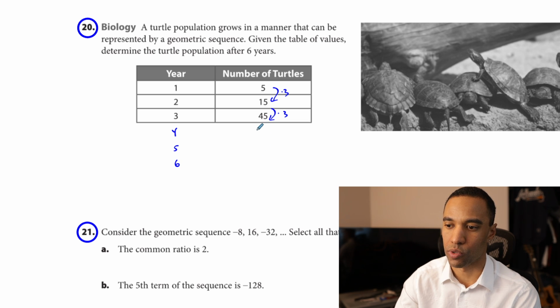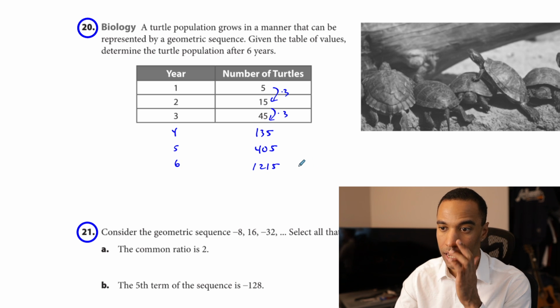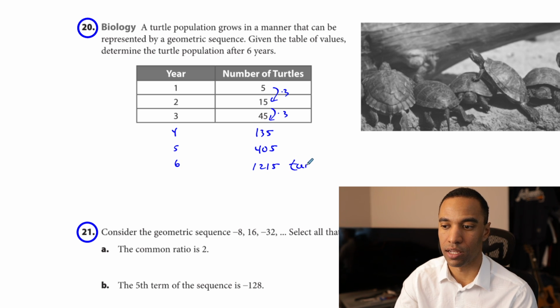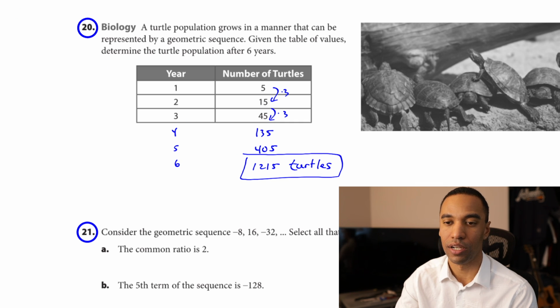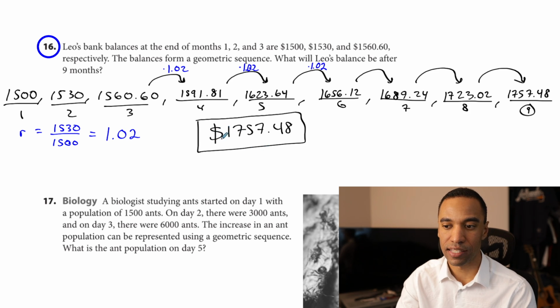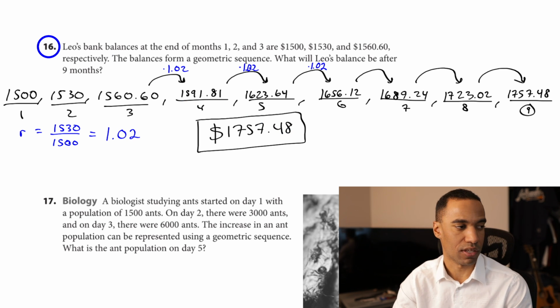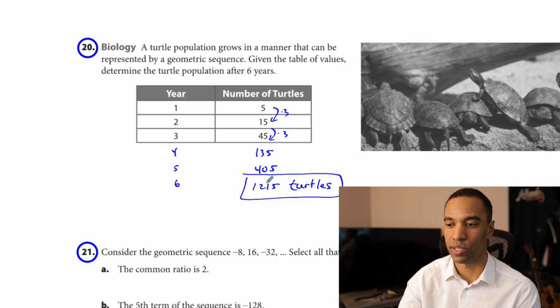But yeah, this was 135, 405, 1,215. In the end, it's a word problem, so we have to say turtles. You might have seen that I showed the dollar value on the last problem. Dollars. Use your units, and obviously there are decimals when it comes to money for the cents. But use your units there, and I say 1,215 turtles after 6 years.